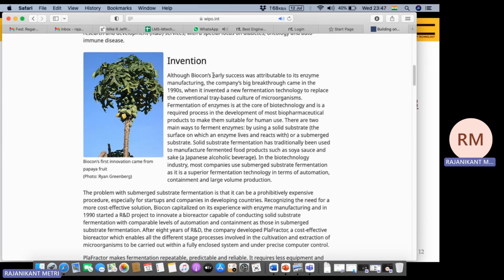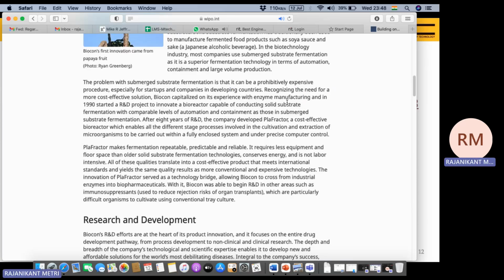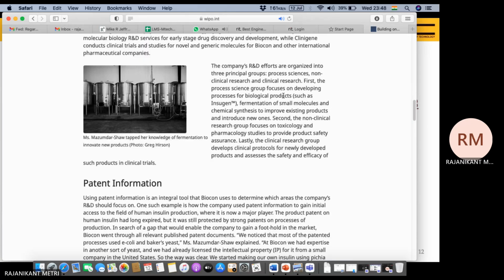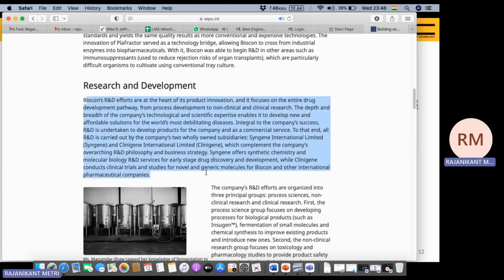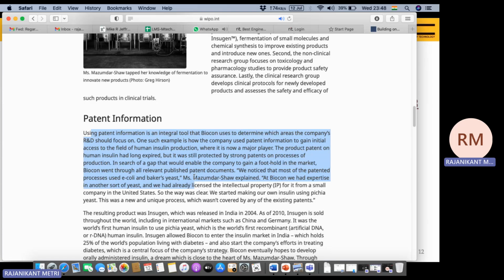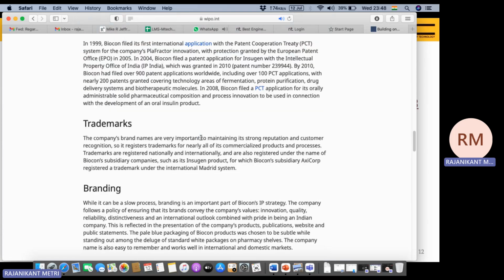What was their invention? Biocon's early success was attributable to its enzyme manufacturing. The company's breakthrough came in the 90s, when it invented a new fermentation technology to replace the conventional tray-based culture of microorganisms. So they invented a new fermentation technology. Here, the research they have carried out is given, and related to that particular patent, it is mentioned in the patent information.